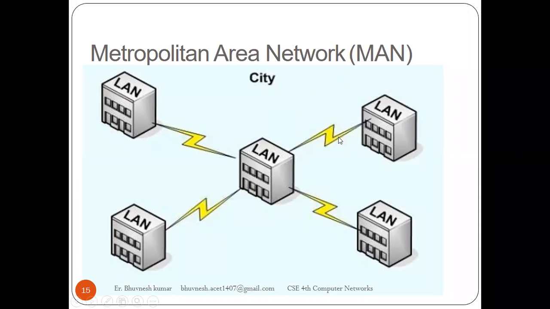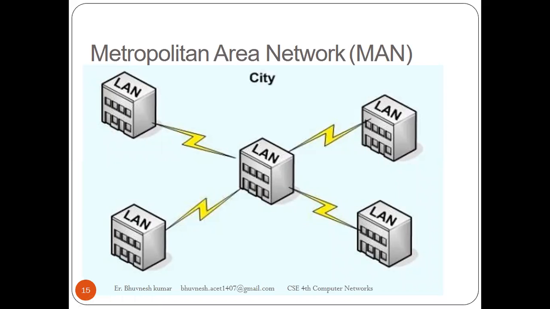A diagram is there. If I am talking about a single building or a single campus, that is a metropolitan area. If there are multiple buildings, multiple blocks in a single city, then it creates a metropolitan area network. It can be any city. In that city, if there are 5 blocks or 4 blocks and they are connected with each other, they are creating a metropolitan area network.